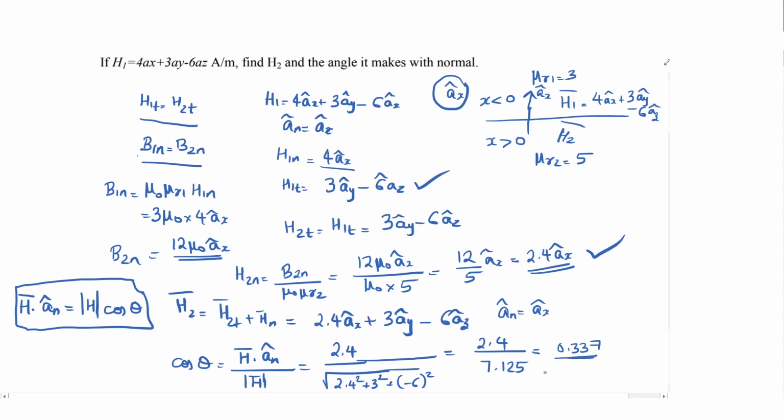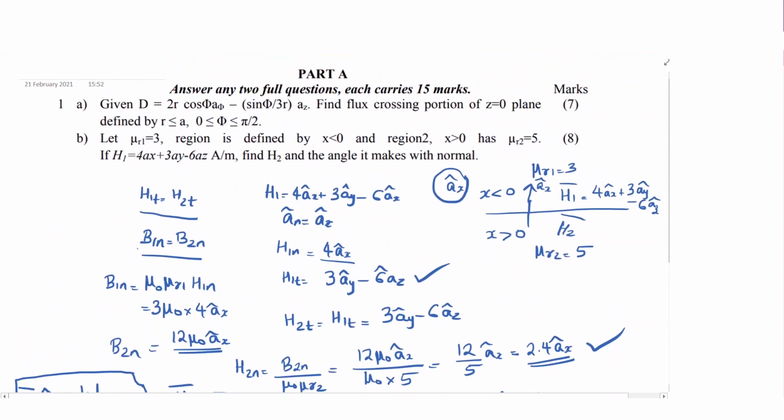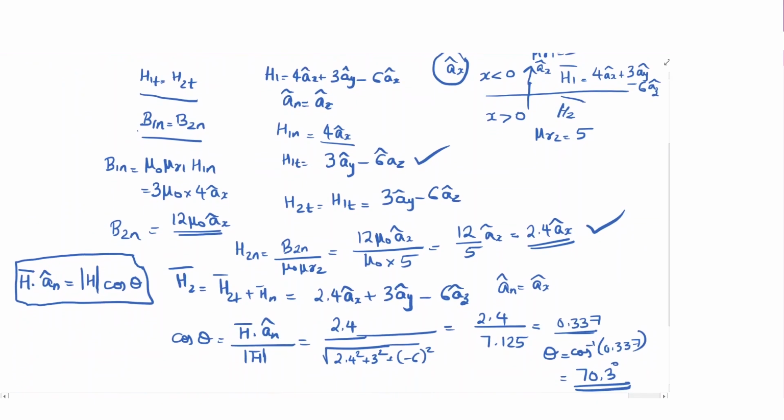So the angle it makes with the normal, that is theta, is equal to cos inverse 0.337. That will be equal to 70.3 degrees. So this is the answer. For the second part, first they asked us to calculate H2, H2 is this value, and the angle it makes with the normal is theta, that is 70.3 degrees. So this is the answer.